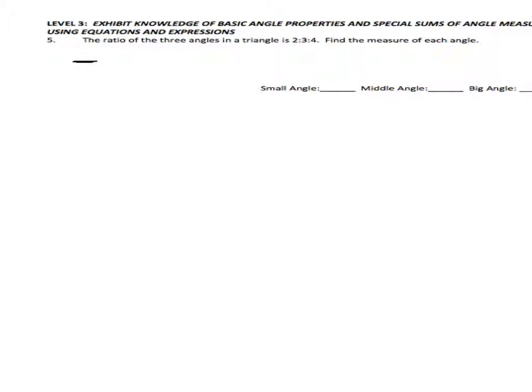Remember, a ratio is a comparison of different values. So when I have a triangle, let's draw a triangle here. This is not saying that the measure of each angle is 2 degrees, 3 degrees, and 4 degrees. That doesn't make sense, because we know that a triangle is going to equal 180 degrees, and 2 degrees, 3 degrees, and 4 degrees only adds up to 9.